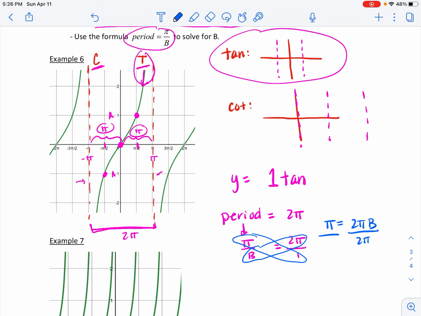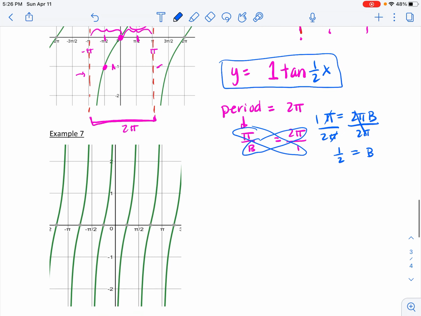So I'm going to divide by 2 pi, divide by 2 pi. These cancel out, leaving a 1 on top, so the b is going to equal 1/2. So it's going to be 1 tangent of 1/2 of x. Okay, and you guys, for the tangent graphs, I'm not going to move them up, down, right, left. It's just too gross. All right, let's try example 7 and then we'll be done.